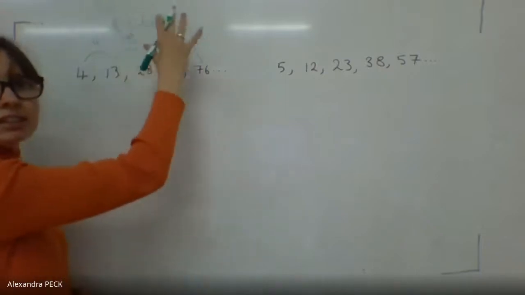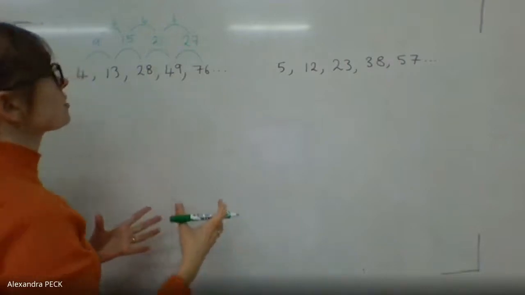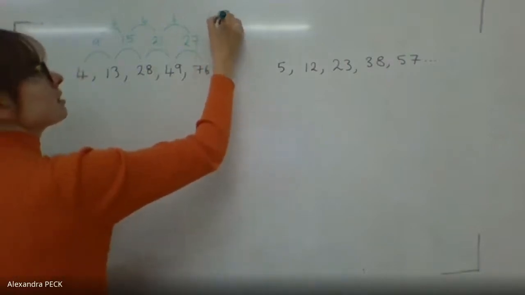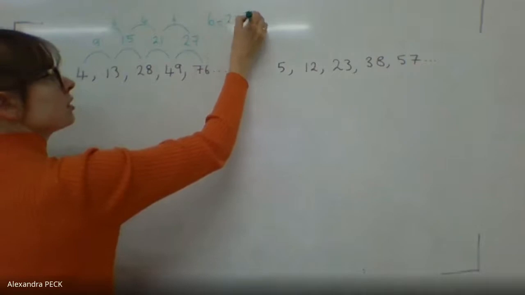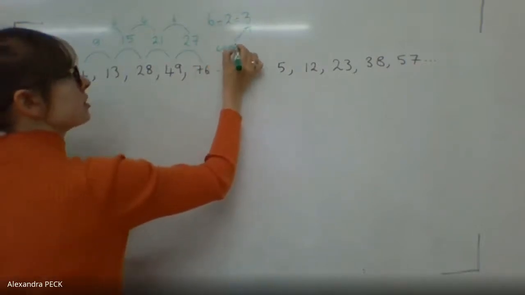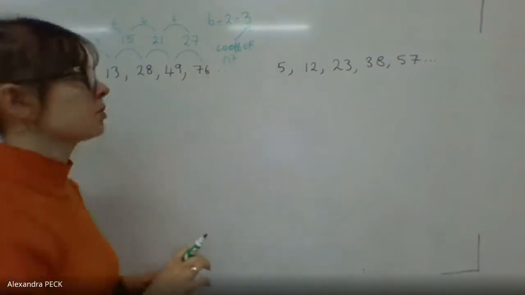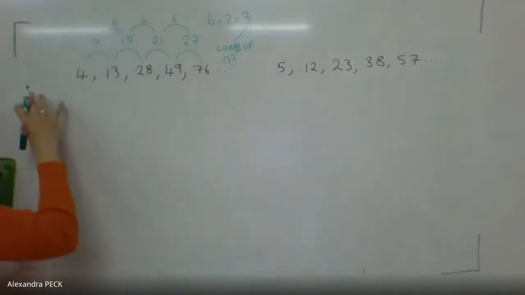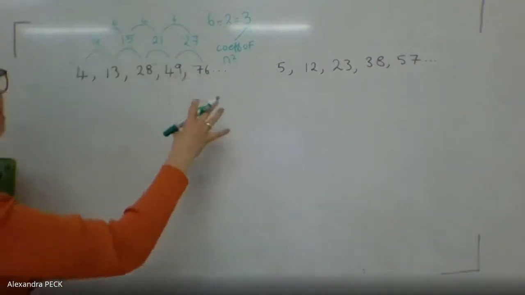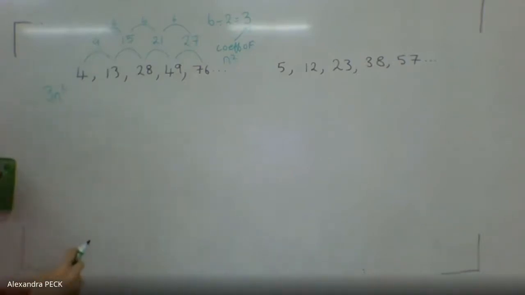So if my second difference is 6, there's a little trick here to finding the coefficient of n squared, which is we take our 6 and divide it by 2, which gives me 3. 3 then is going to be my coefficient of n squared for this sequence. So I know that this sequence is related to the sequence of 3n squared. So I'm going to write out the sequence of 3n squared underneath my sequence.